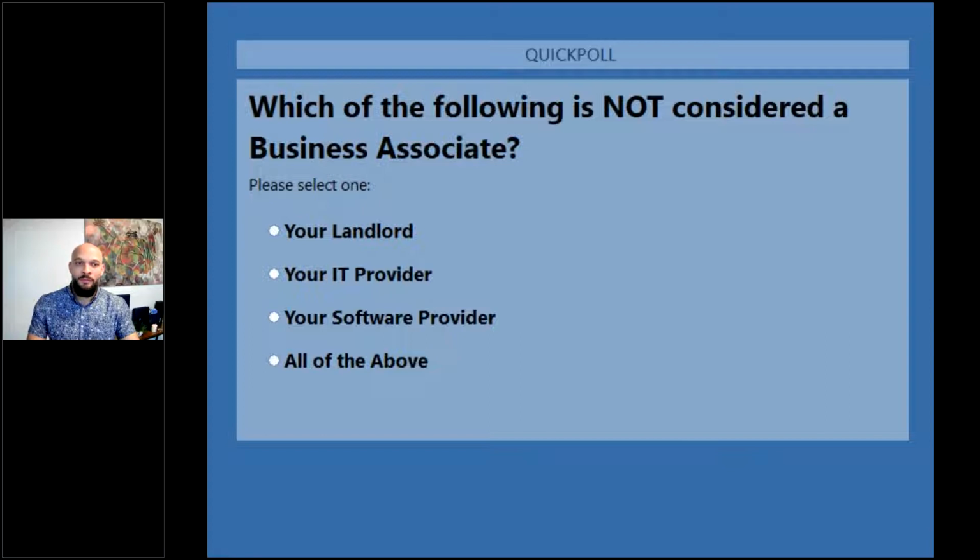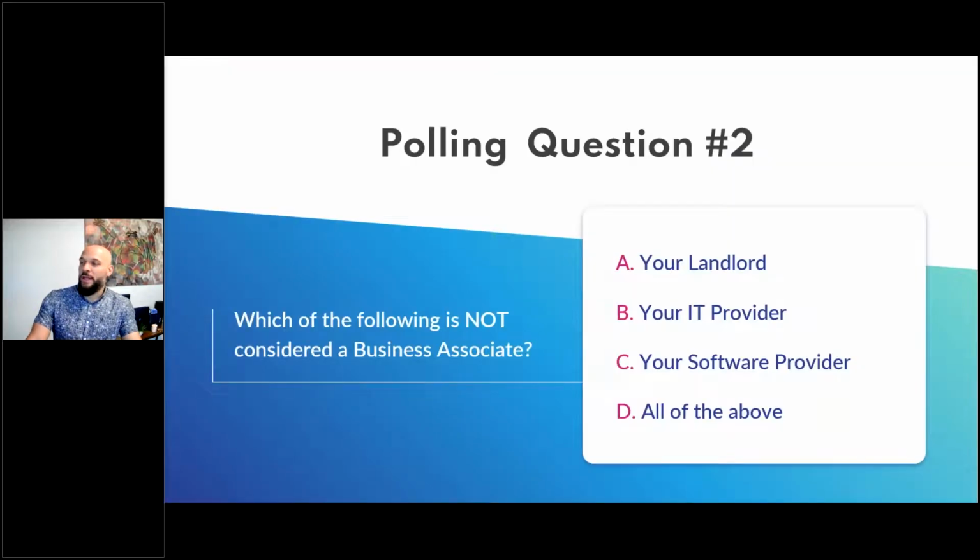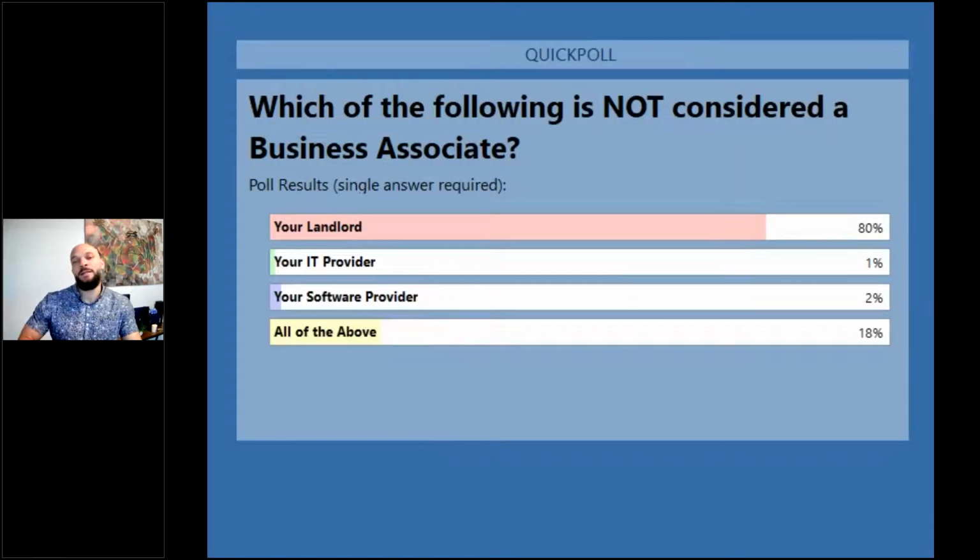All right, so looks like we had 80% said your landlord, 18% said all of the above, 2% your software provider, and 2% your IT provider. I can appreciate that. All of the above is always an enticing option on these things, but that is false. Those 2% of people who clicked C, I know you were guessing, because I think we've all seen those stats that C is the most likely option. But there 80% of you dead on, love it, your landlord. That's 100% correct. Good job.